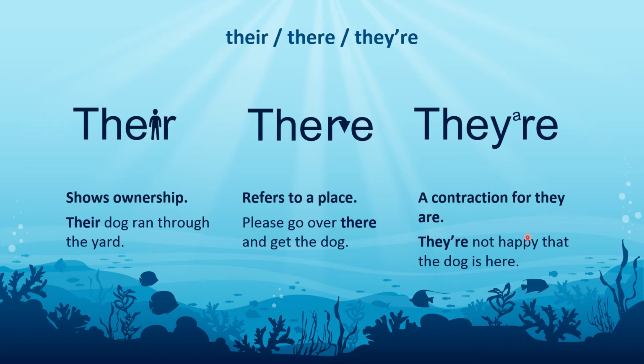Whereas if I went and put this spelling of the word into this sentence, their dog ran through the yard. Sounds good. Their dog ran through the yard. Does that make sense? No. So it's very important that you know how each of these three words are used correctly. And if it comes down to it, when you're looking at they're, always take out the apostrophe, undo the contraction, and say both words so that you can be sure that you have got it correct.